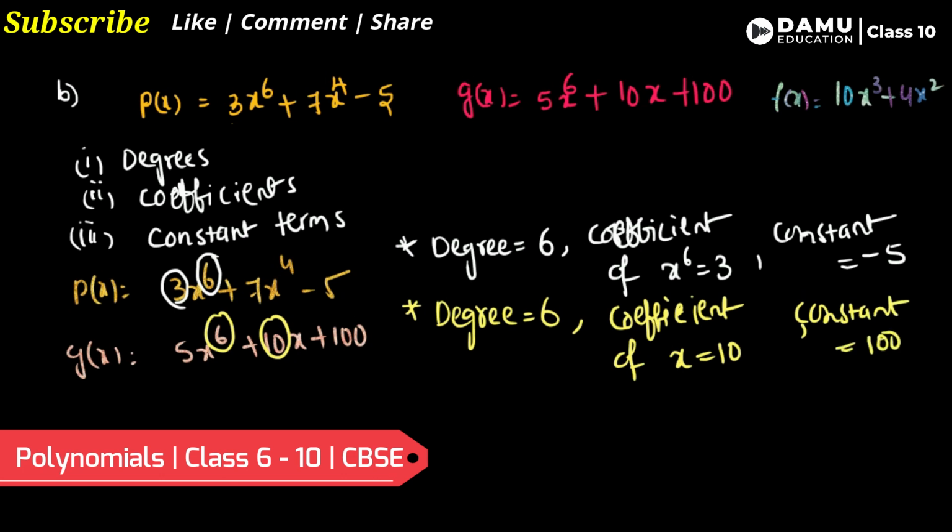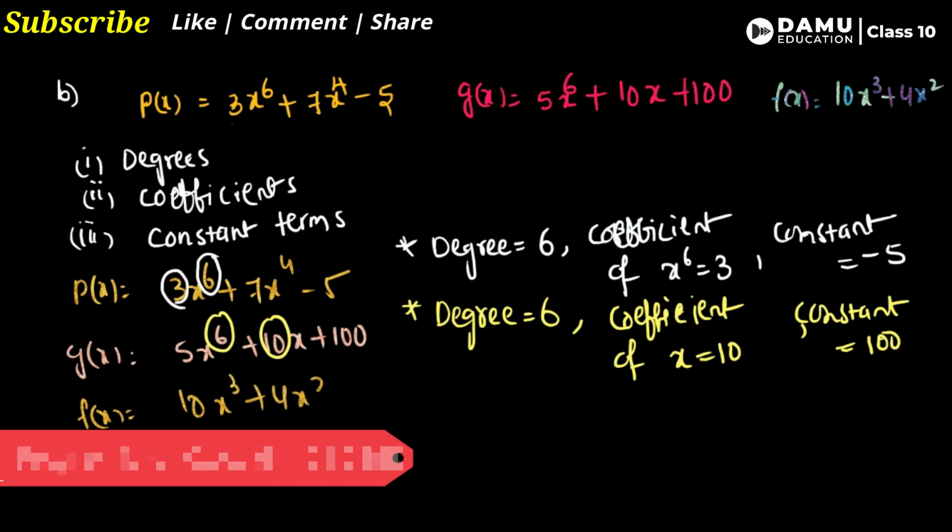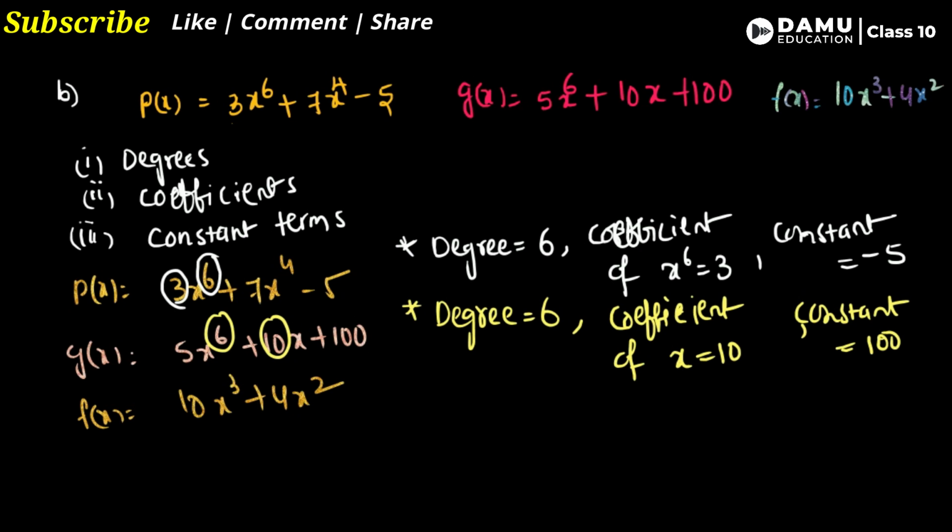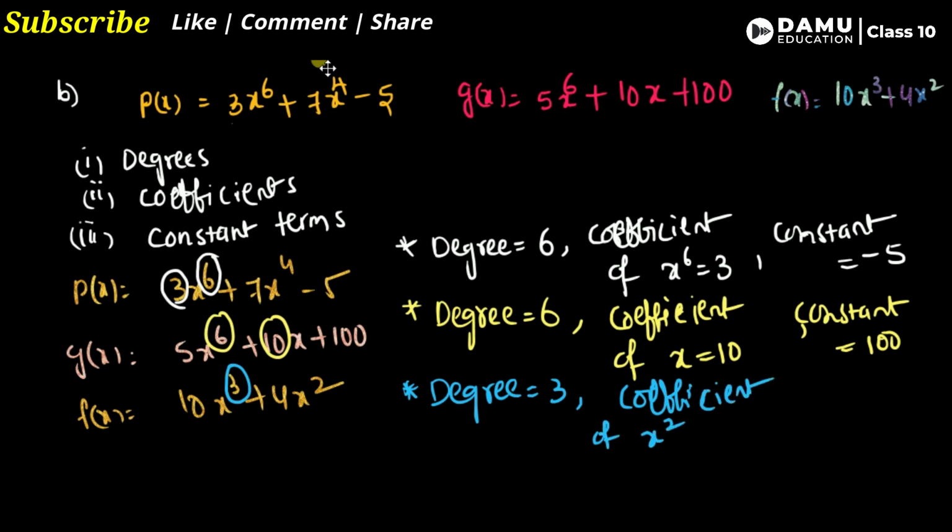Next question. f of x equals 10x power 3 plus 4x square. For this, what is the degree? The degree means the highest exponent in the given expression, that is 3. Then the coefficient of x square is 4, which is before it. Then the constant: nothing is there, so we can add it as 0. So the constant is 0. Like this we need to create the questions and solve them.